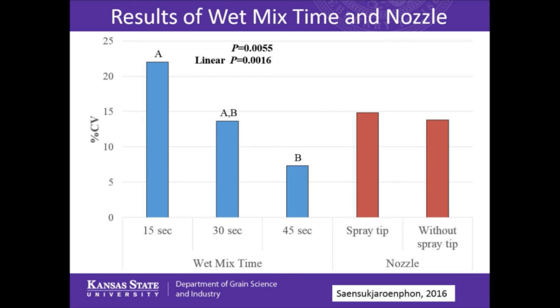So the take-home message would be, go back and check how your automation system is working, because you may not have enough wet mix time to actually get all those particles spread throughout the mixing process. And we didn't find a big difference if we added a spray tip or without a spray tip, but I would always suggest adding a spray tip when you're applying those liquids. So.